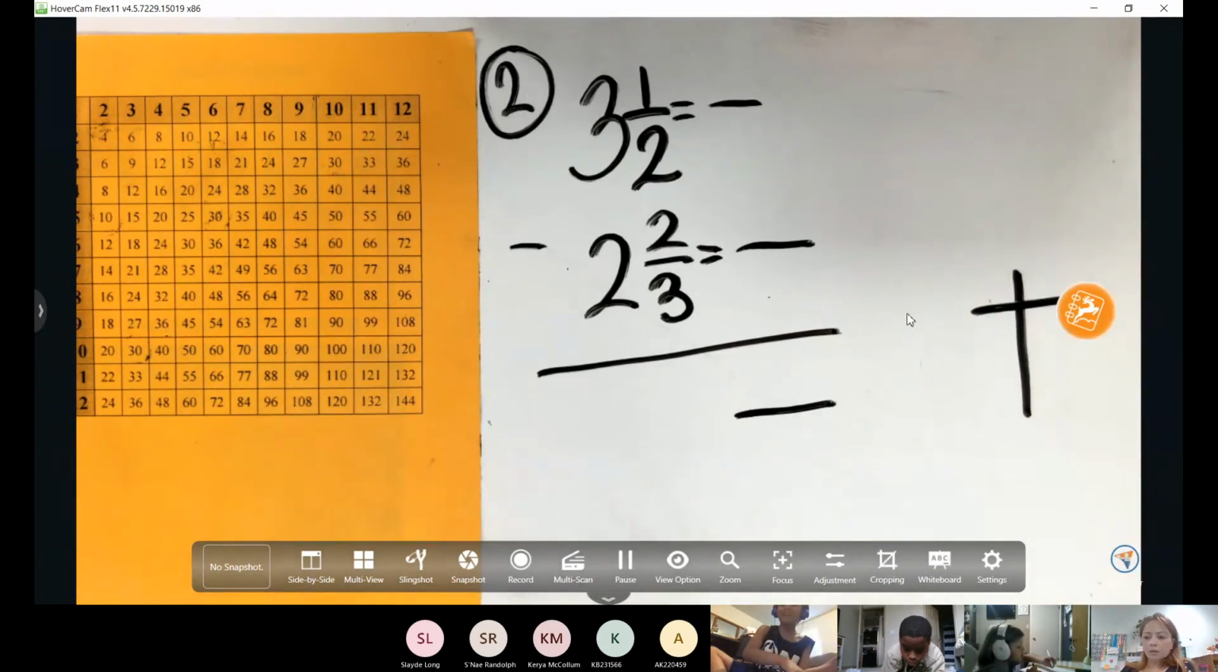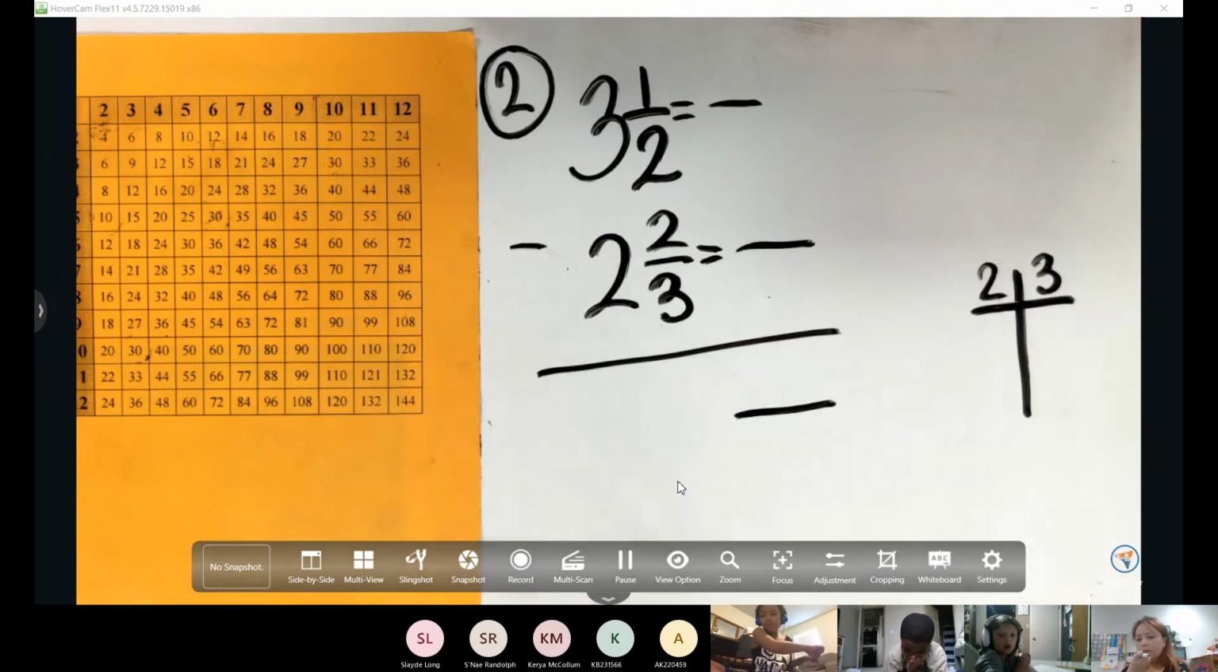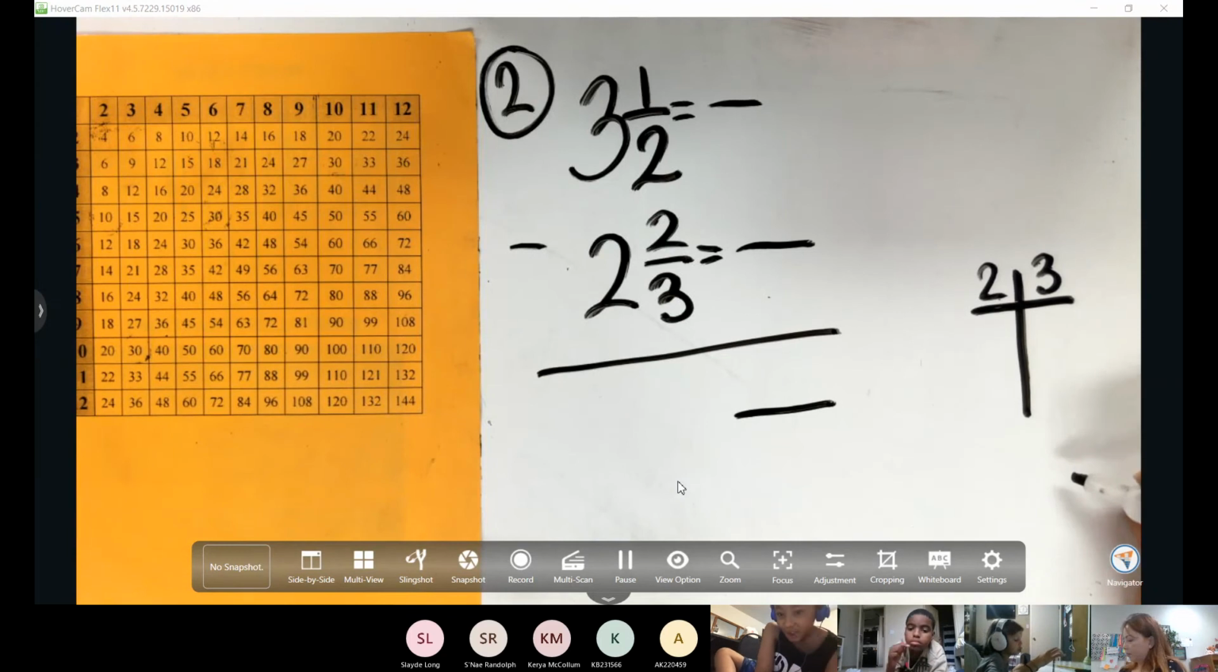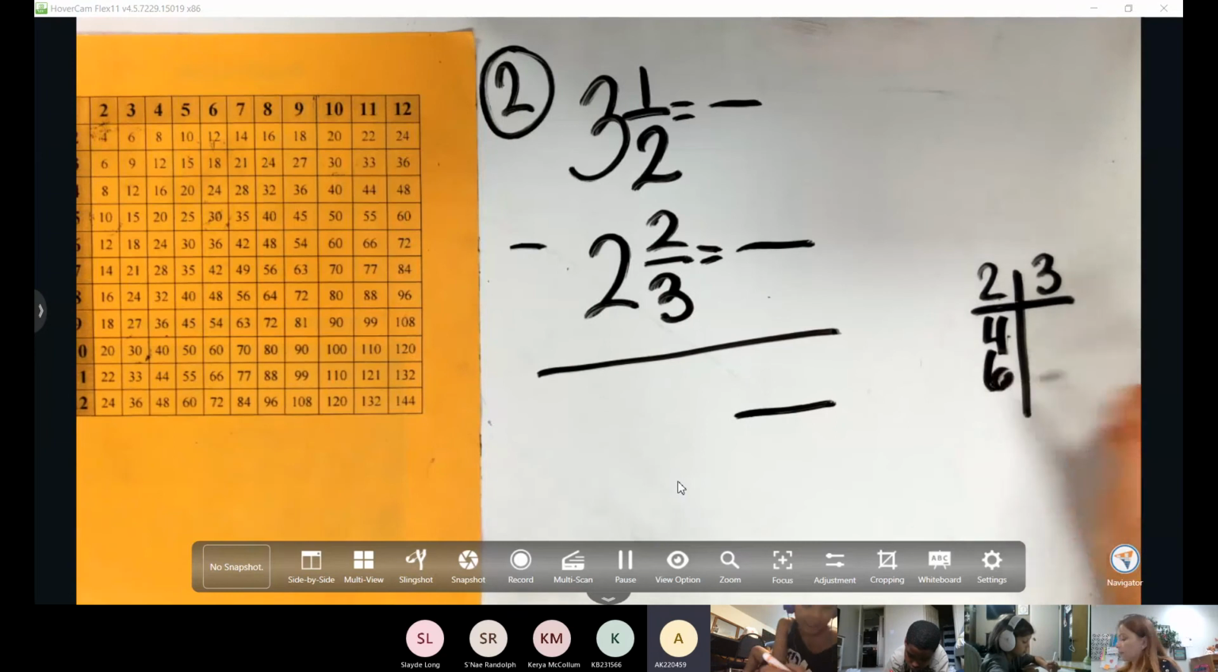Can I say what the first step is? Sure, what is the first step, Logan? You have to find your common denominator, so you have to put your 2 and your 3 on a T chart, and then you have to try to find which one matches. So what are some of the multiples for 2's? 4, 6. Perfect.